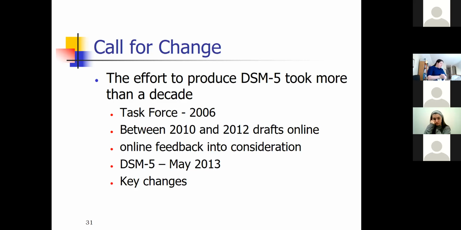And some key changes included additions to and removal of diagnostic categories. They reorganized some of the categories. And sometimes they changed the terminology to try to more accurately reflect the scientific understanding of the disorders.